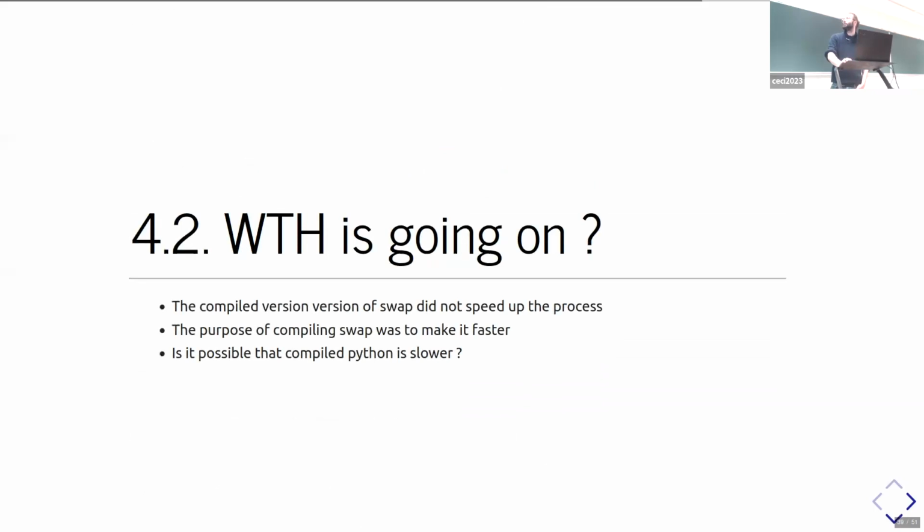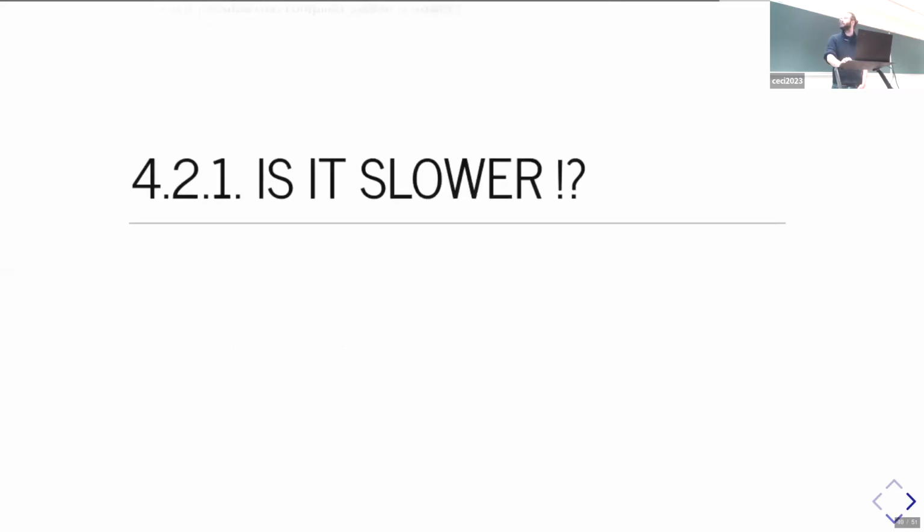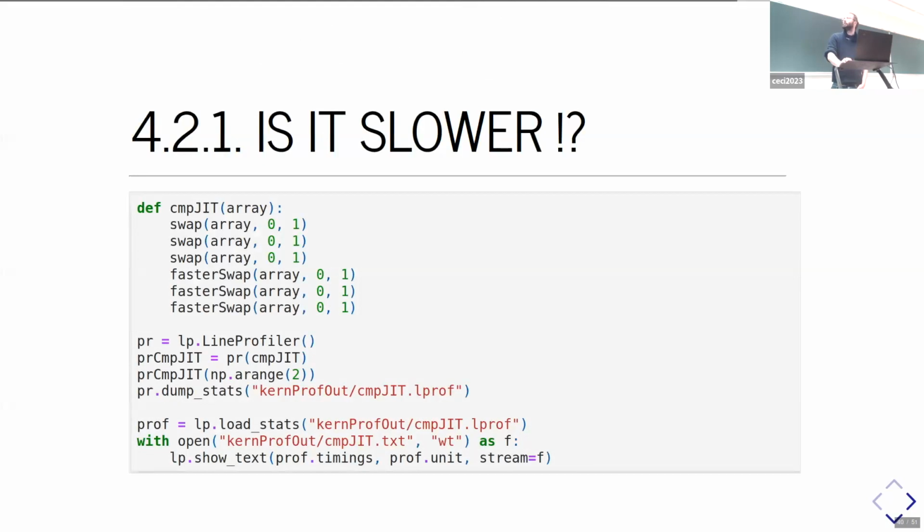The compiled version of swap did not speed up the process. That's an issue. The purpose of compiling swap was to make it faster. Is it possible that the compiled Python is slower? To inquire about that, I made this test here. I basically call swap 3 times on an array that is just 2 values. And I call faster swap, the compiled version, on the same array, and I just swap 2 elements. That's a bit stupid, but it serves its purpose.